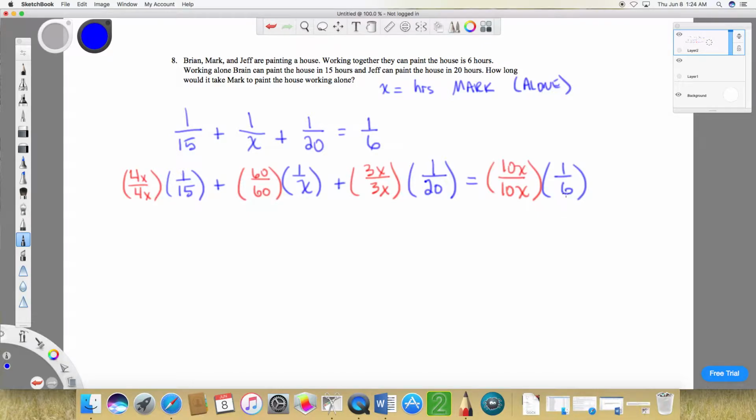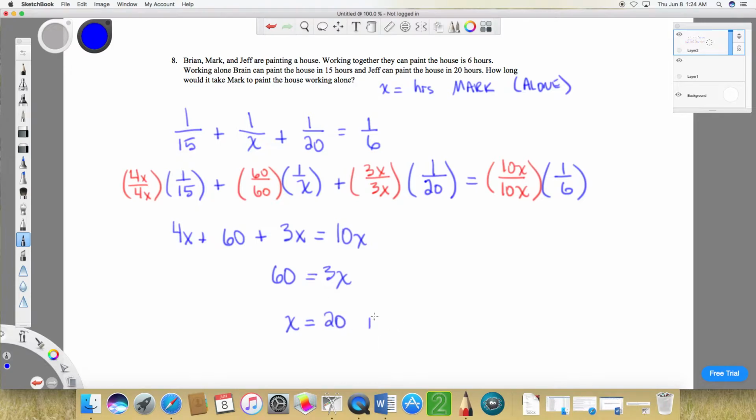Now, if we multiply both sides of this equation by this common denominator, all these denominators would cancel. And what we'd be left with is 4x times 1, 60 times 1, 3x times 1, and 10x times 1. So 4x and 3x is 7x. If I take that away from both sides, then I have that 60 is equal to 3x, or that x is 60 divided by 3, which is 20.